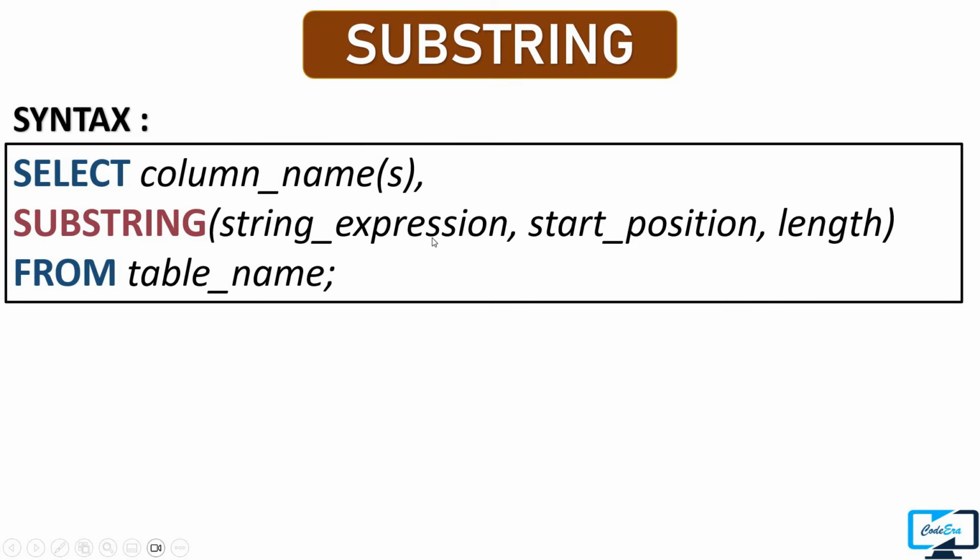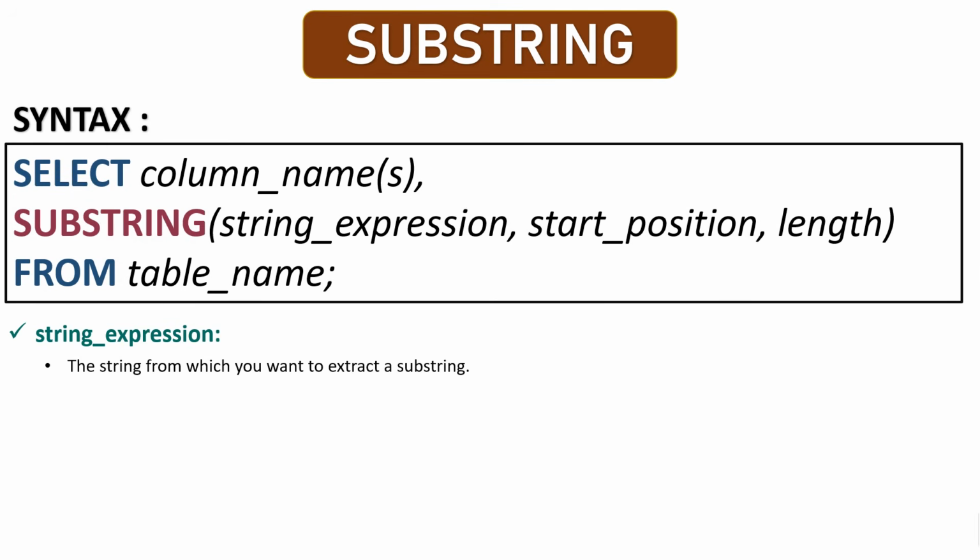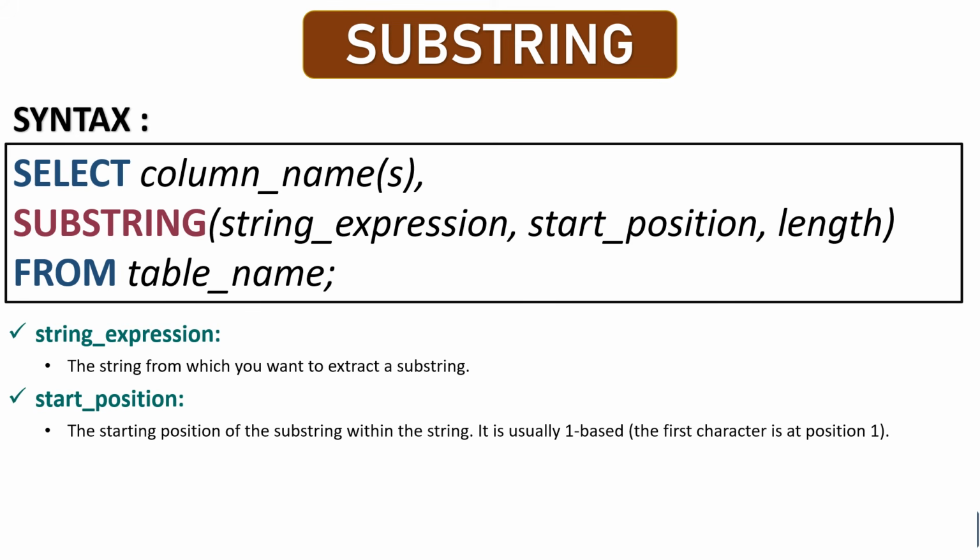So guys, with the substring function we have to pass three arguments. The first is the string expression, which is the string out of which we want to extract the substring. And the second argument is the starting position. So this argument specifies the starting position of the substring within the string expression. And here the position is 1 based. That means the first character of the string is at position 1.